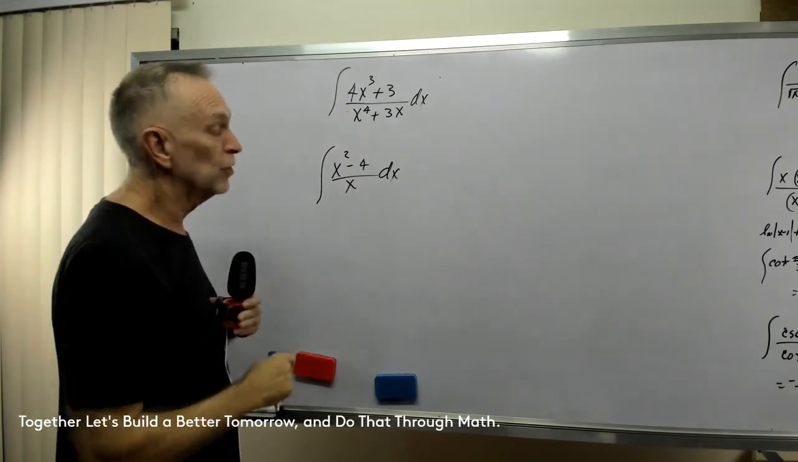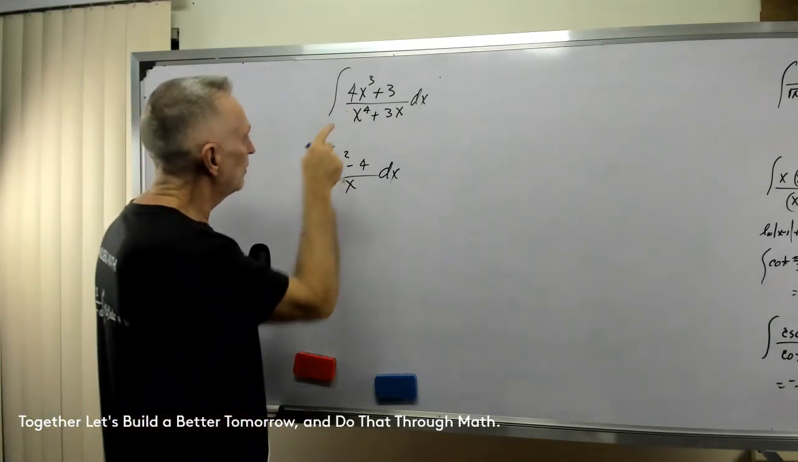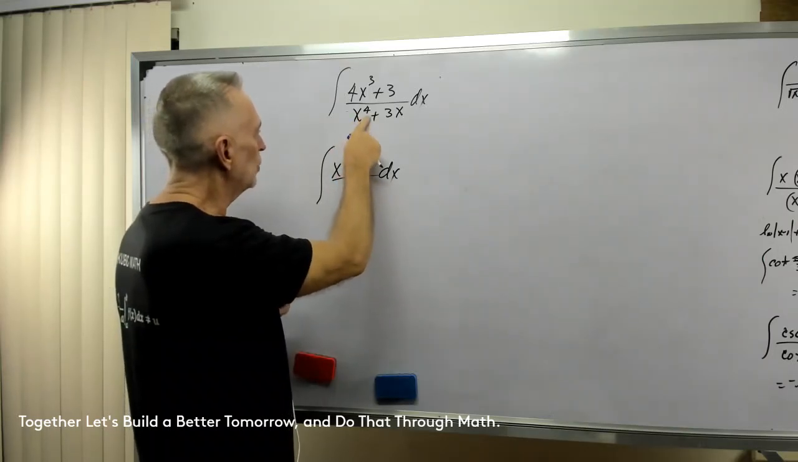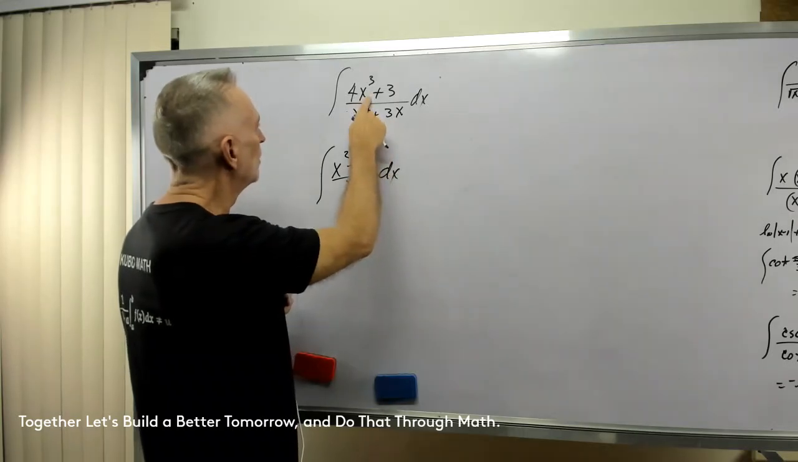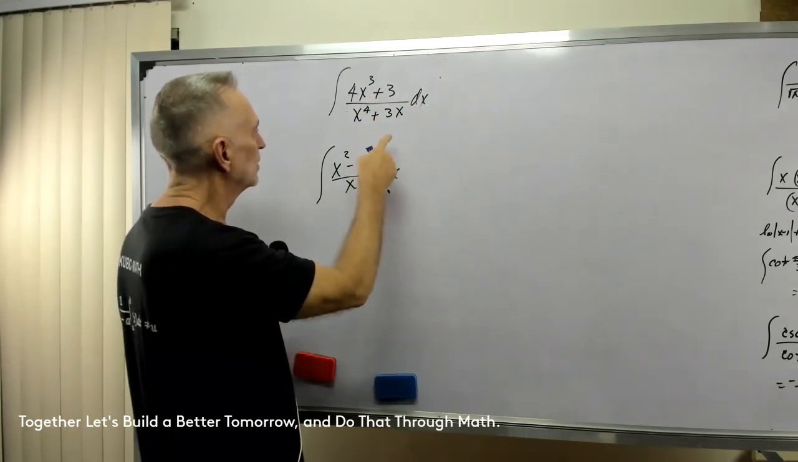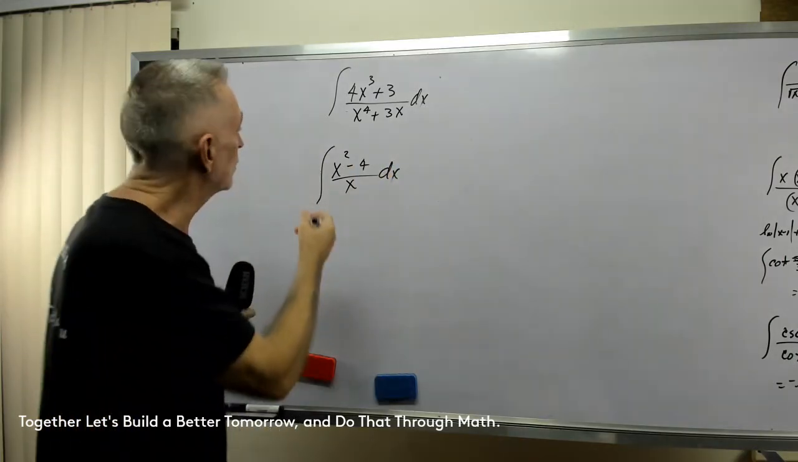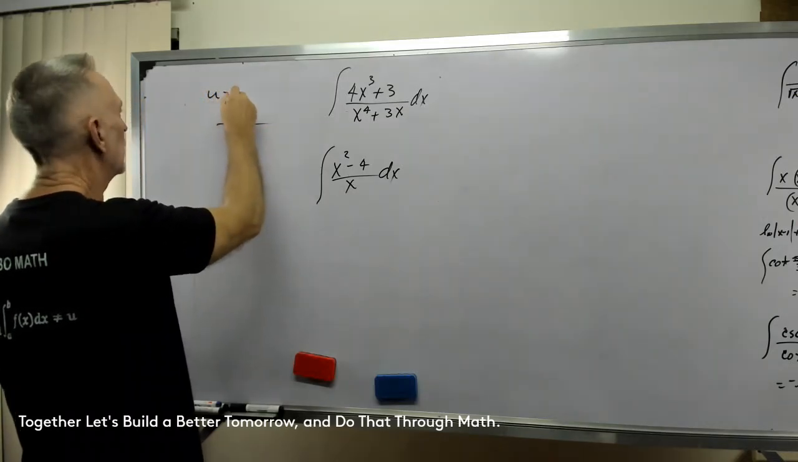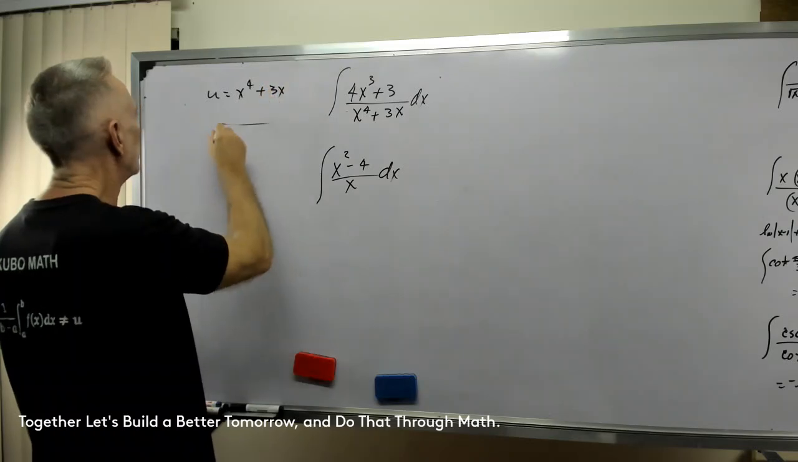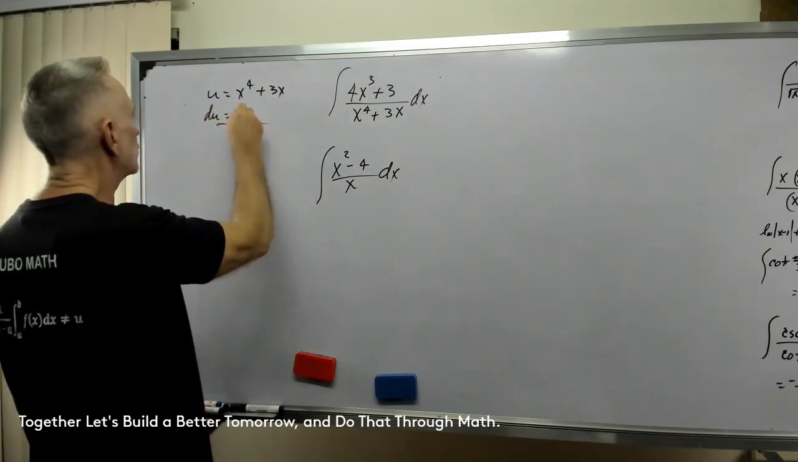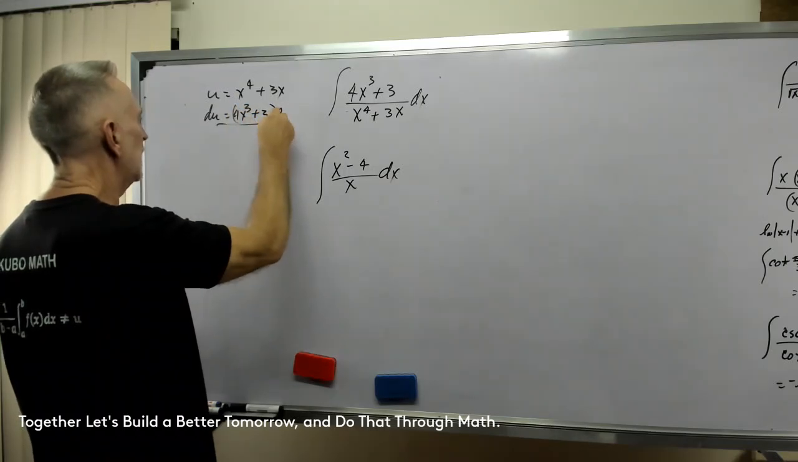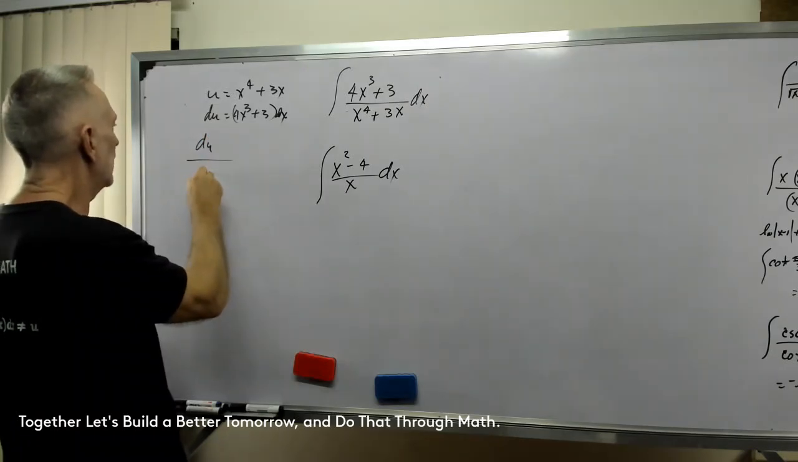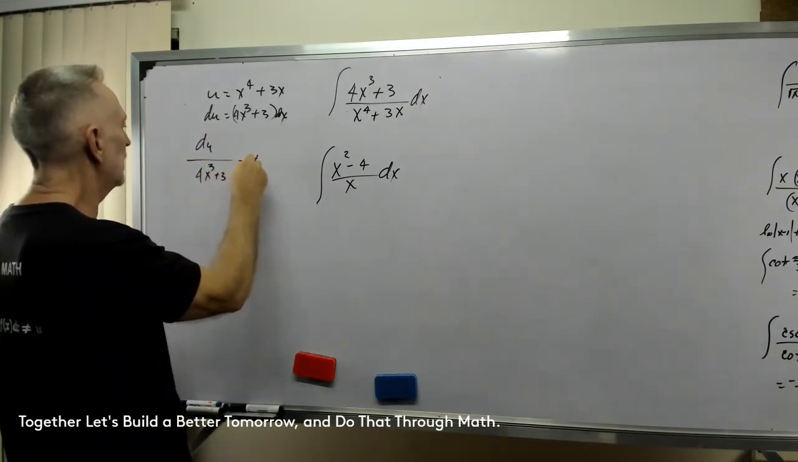This one here. When you talk about know your derivative, if you just look at the denominator, what is its derivative? 4x cubed plus 3 dx. So if I said u is what's in the denominator, u equals x to the 4th plus 3x, du equals 4x cubed plus 3 dx. Then du divided by 4x cubed plus 3 equals dx.